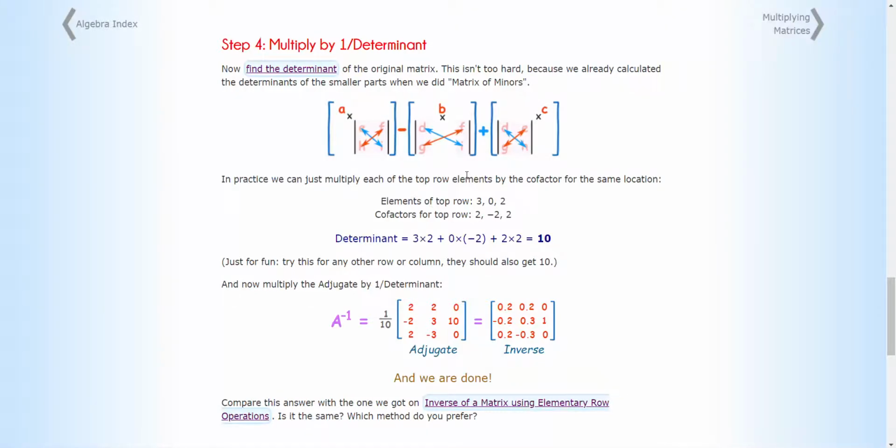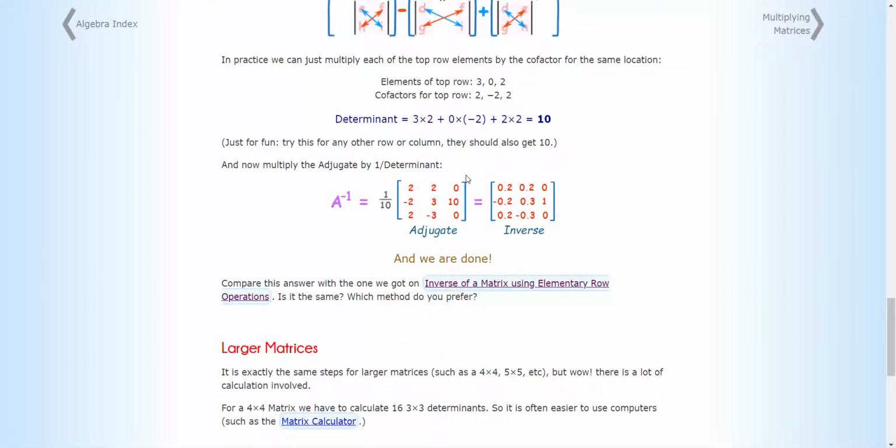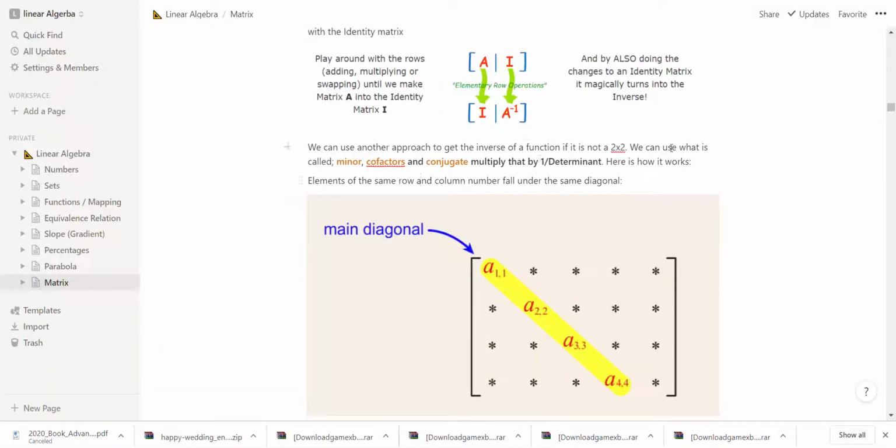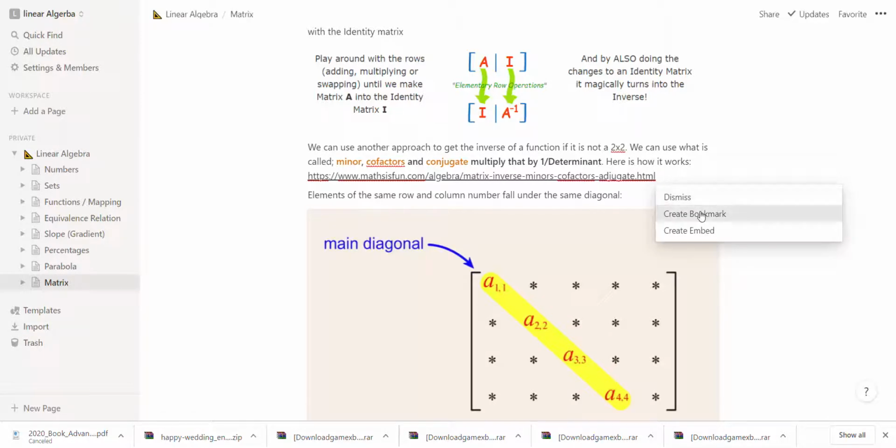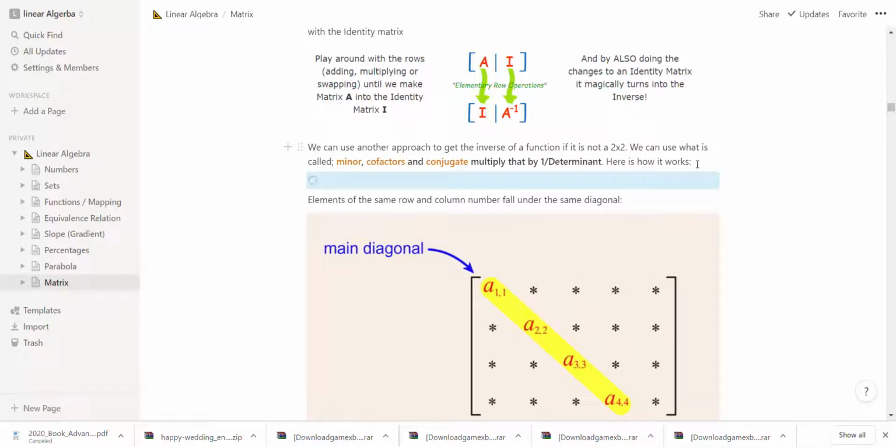This is a little bit, this is not an easy way to do it. Okay, so Adjugate. I really think this approach is a little confusing. It's a little hectic. Here's how it works. Bookmark.